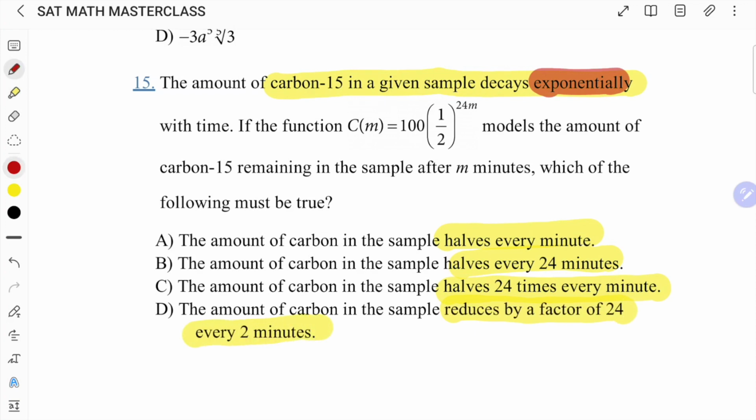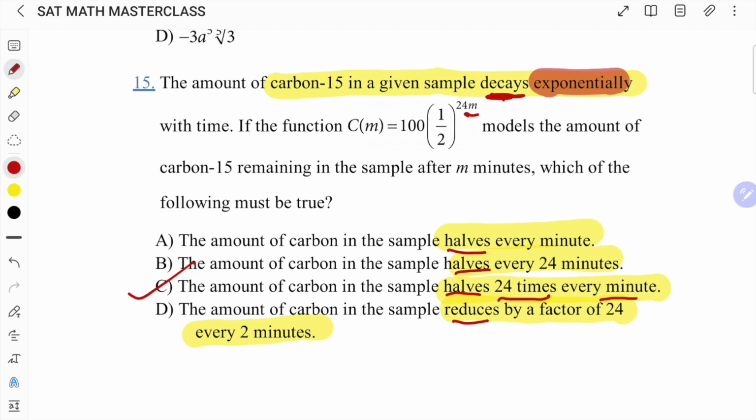Let's have one more good look at the question. Here, it decays, it doesn't increase, it decays. So when you know that, it reduces. So it can halve or reduce. Now how much is it being reduced by? It's being reduced by 24 times a minute. So where's 24 times a minute? It's option C.